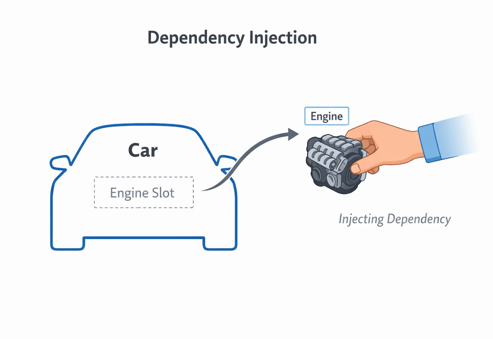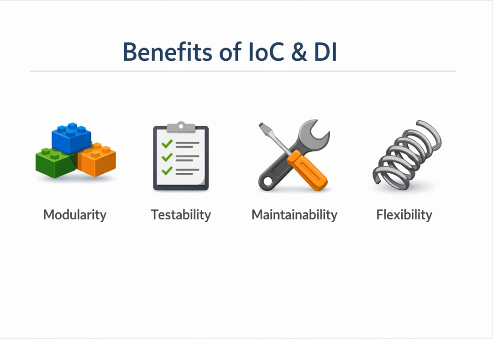Dependency injection is a specific implementation of IoC. It's the technique of supplying an object with the instances of objects it requires, its dependencies, rather than having the object create them itself. Essentially, instead of a component reaching out to get its dependencies, the dependencies are pushed into the component. There are three main types of dependency injection: constructor injection, setter injection, and interface injection.